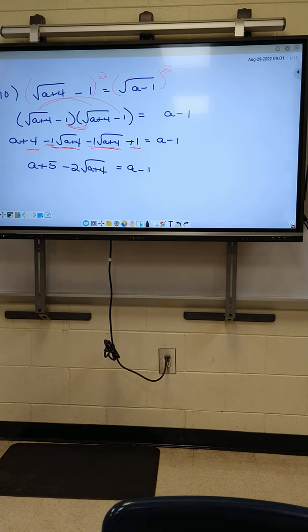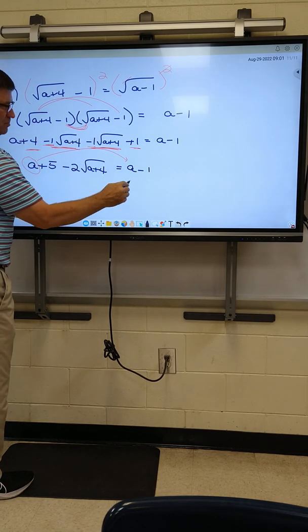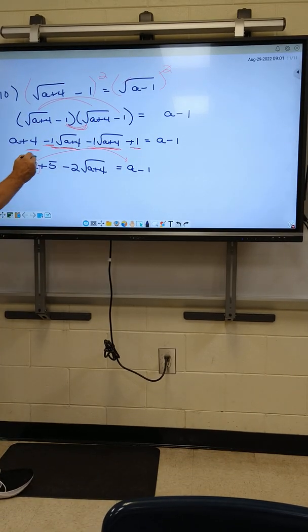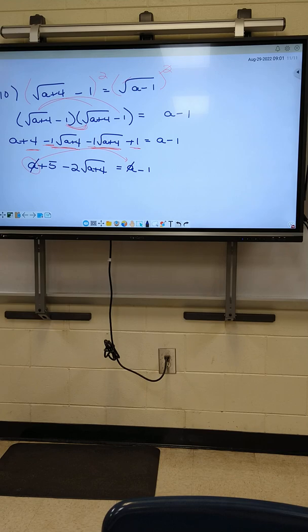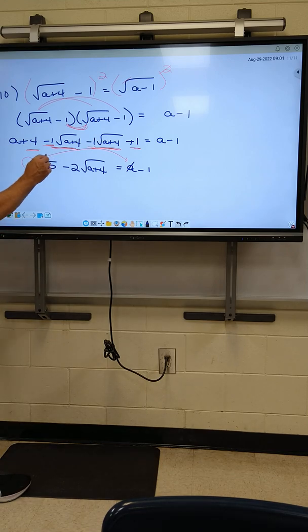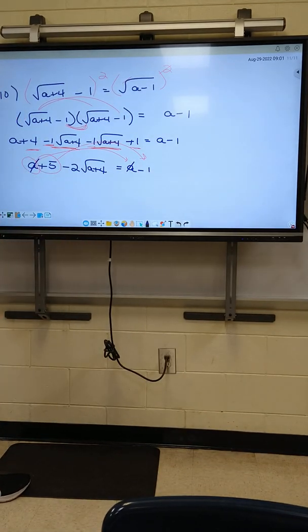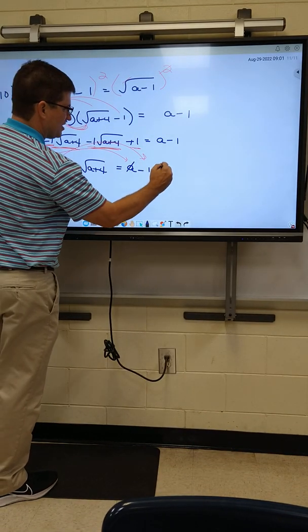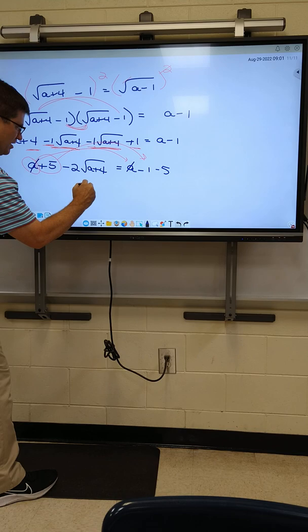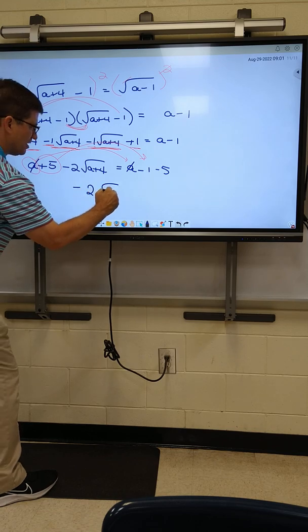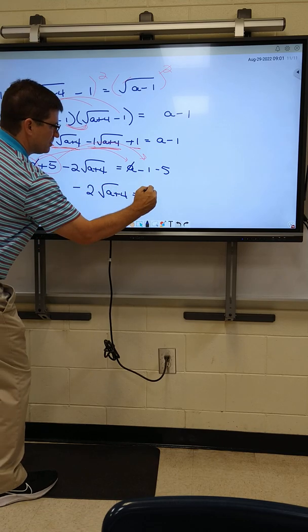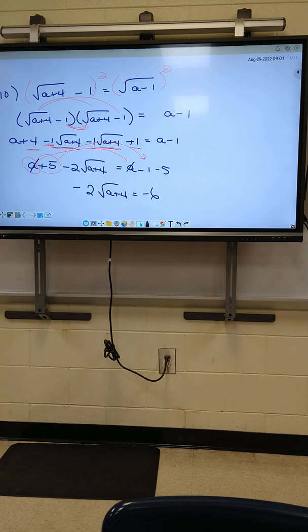All right, next, what's going to happen with this a when I move it over here to be with this a? They cancel out. All right, what's going to happen with positive 5 when I move it over here to be with that negative 1? Positive 5 becomes negative 5. So now I've got negative 2. That square root is still attached. So that's what I've got now.